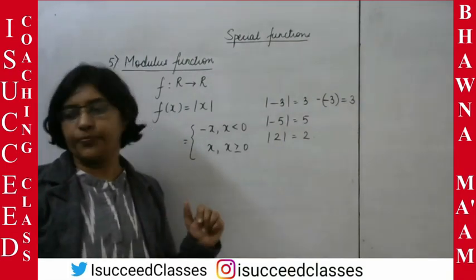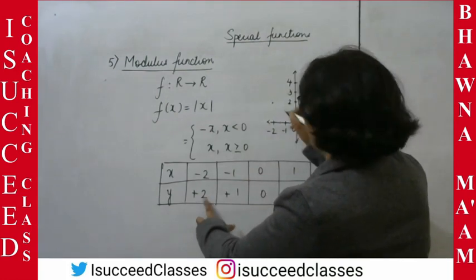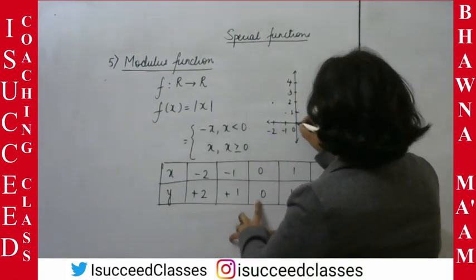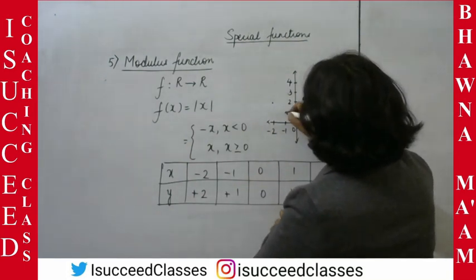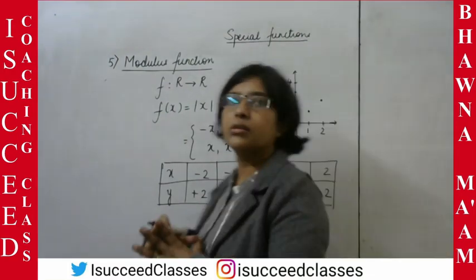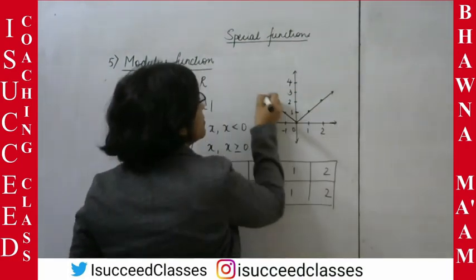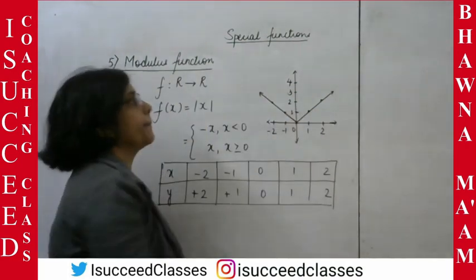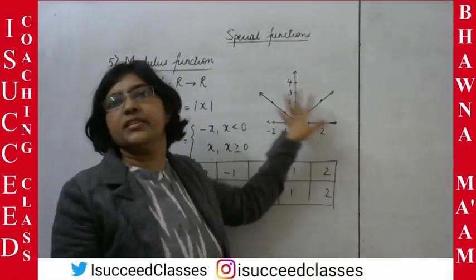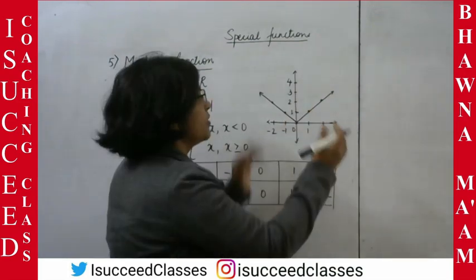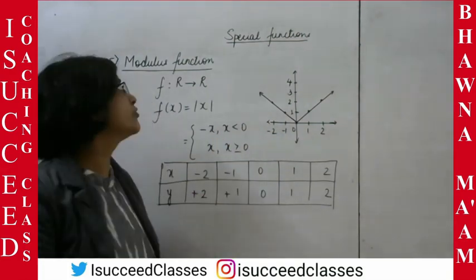Okay, so let's see the graph. So let's plot the graph. For minus 2, the value is 2. For minus 1, the value is 1. For 0, it is 0. For 1, it is 1. And for 2, it is 2. So we are going to get positive values and same values here. So we are going to get positive values for every value, and this would be the graph. So V-shaped graph, vertex at x equal to 0. This is a special type of function.